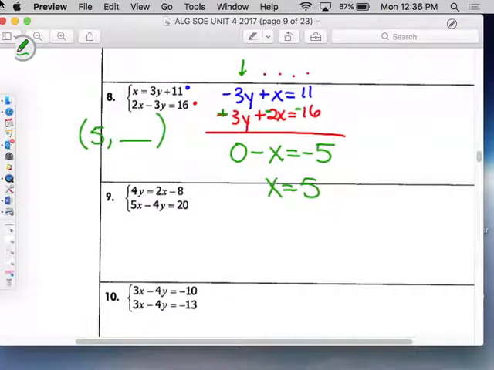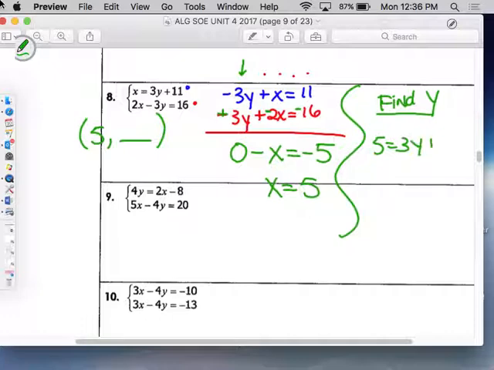And I now need to find y. So to find y, I go back to either original equation. And I'll just choose the first one. So I find that y is negative 2. So the ordered pair solution for the system in number 8 is positive 5, negative 2.